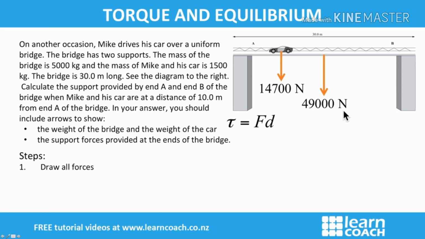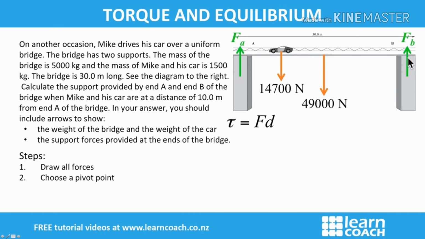Now these are the only two downward forces we have, but there are two upward forces as well. The upward force on support A and the upward force on support B. Now that we've drawn all of these forces, our next step is to choose what's called a pivot point. Because we're talking about torques, we need to have a rotation about a single point.